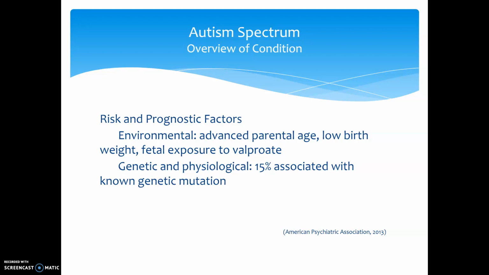There are environmental factors such as advanced parental age, low birth weight, and fetal exposure to valproate, which may contribute to the diagnosis of autism spectrum disorder. According to the American Psychiatric Association, currently 15% of cases with autism spectrum disorder appear to be associated with a known genetic mutation.